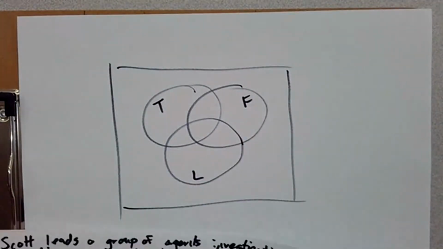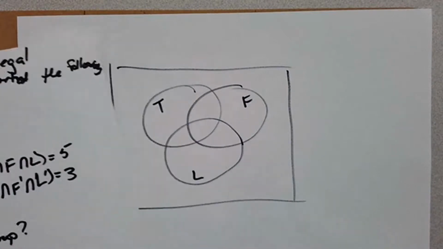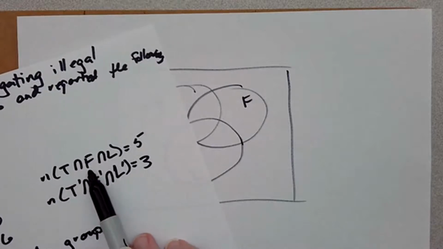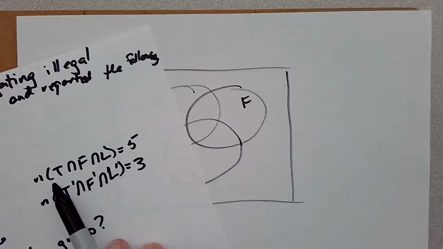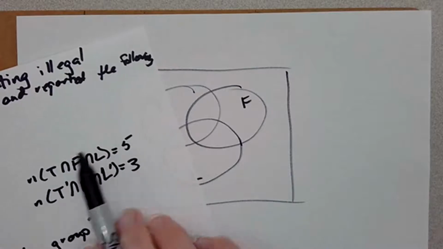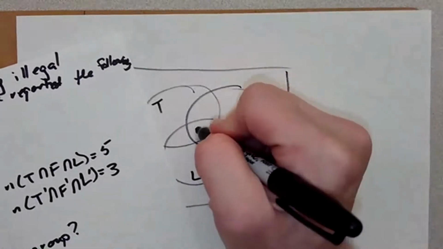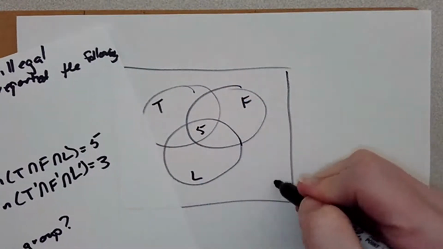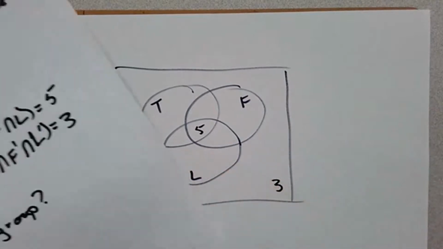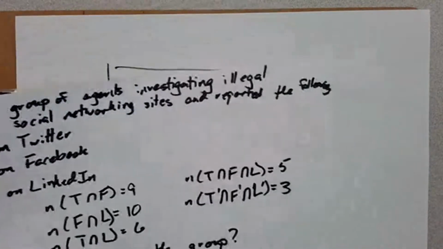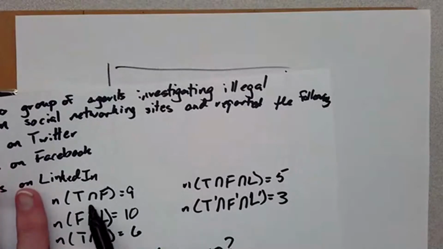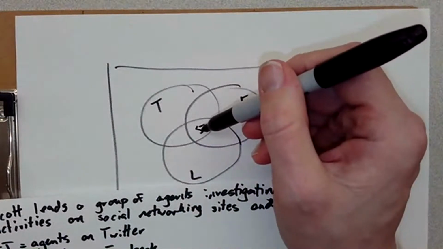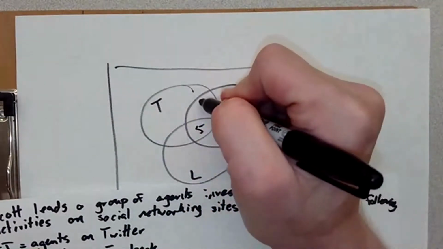Okay, we're going to start from the very last bits of information we're given here. The number of elements in T intersect F intersect L. So the number that are on all 3 sites is 5. And the number that aren't in any of the sites is 3. Next, we go to this column here, where we're told the number that are in Twitter and Facebook is 9. Well, we know that there are 5 in all three, so we take the 5 away from that 9 to get 4.